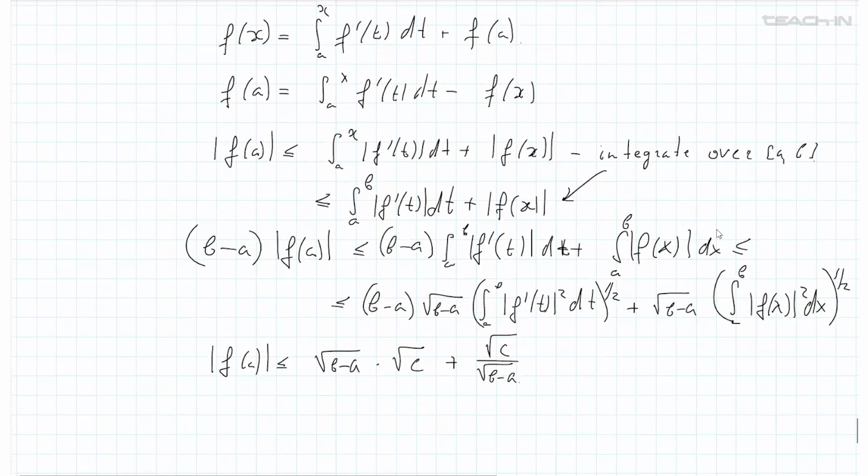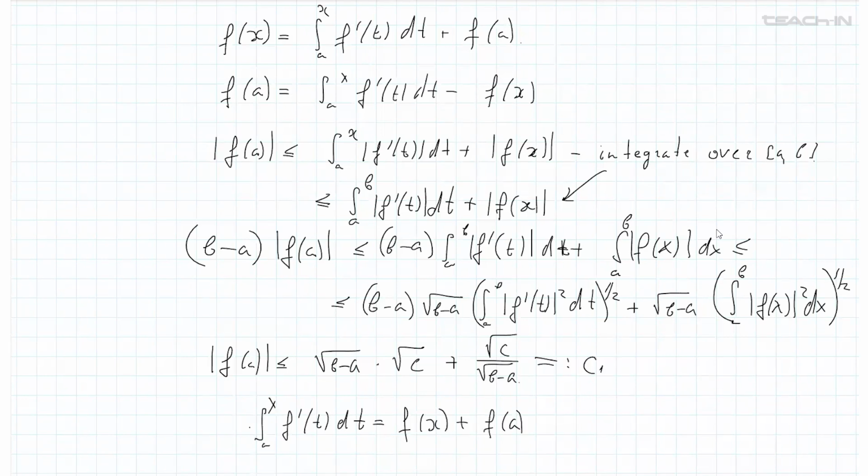So we see that from this formula, again, the Newton-Leibniz formula shows us that the integral of f'(t) dt equals f(x) minus f(a). Let's define this as C1. Yes, this is C1, this new constant C1.